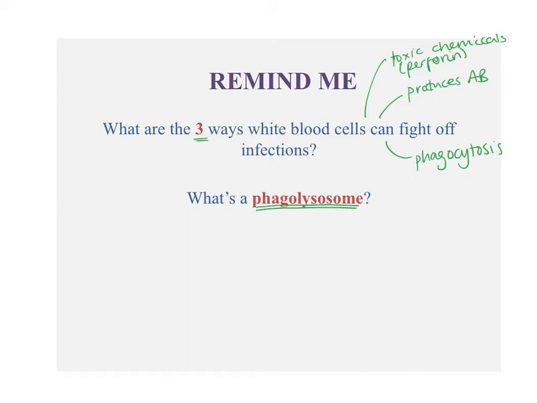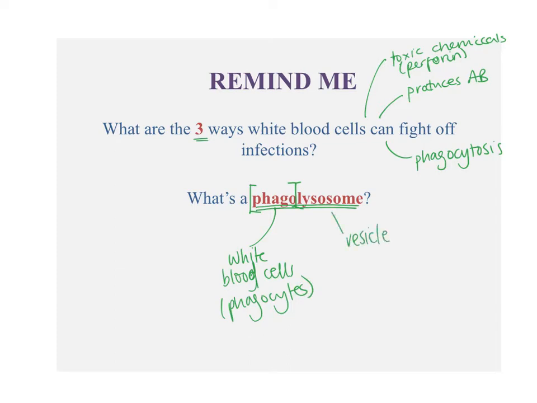Now, what is a phagolysosome? If we think back to lesson 2.17, phago means that it's to do with white blood cells, and specifically phagocytes. And the lysosome is the vesicle that contains hydrolytic lysozymes.